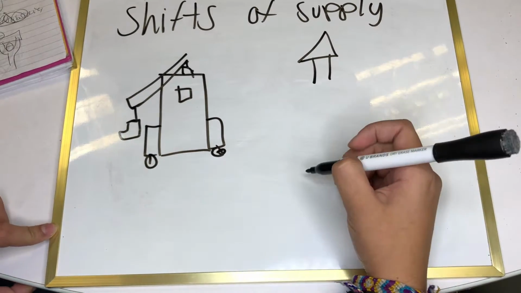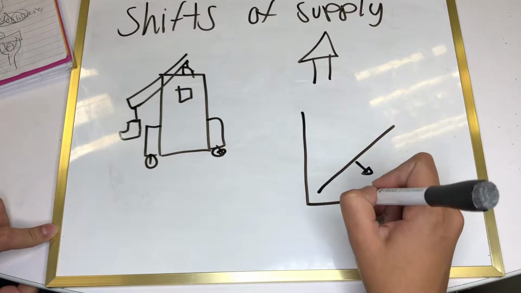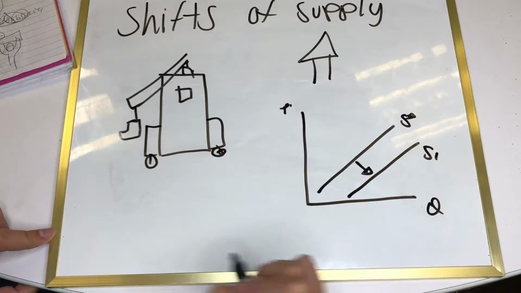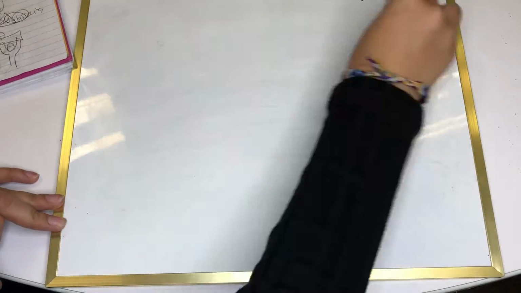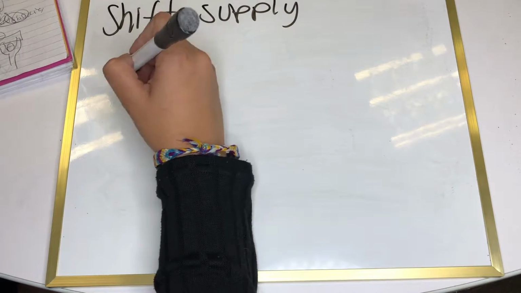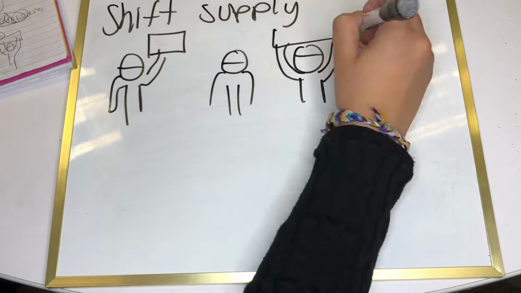For example, if there is a new machine created that helps speed up the process of making shoes, then the supply curve will shift to the right to show that we are able to make more shoes more efficiently. A negative example would be if factory workers went on strike. This would delay production and cause the supply curve to shift to the left because not as many shoes are being made.